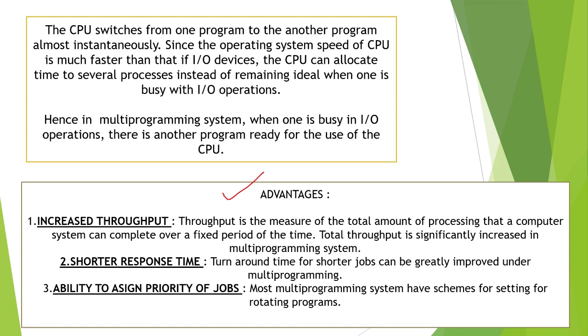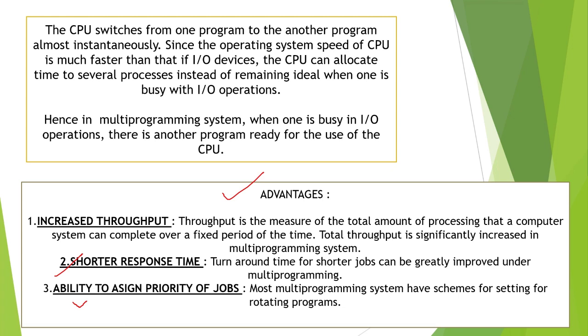The next thing is shorter response time. Response time, I tell you, is the time between the submission of a job and the time it gets the first response from the computer system or CPU. So response time is actually short in a multi-programming system, which is a very good thing, because the CPU has to switch from one job to another so that each job can get a response in a few seconds. That's why it's a shorter response time.